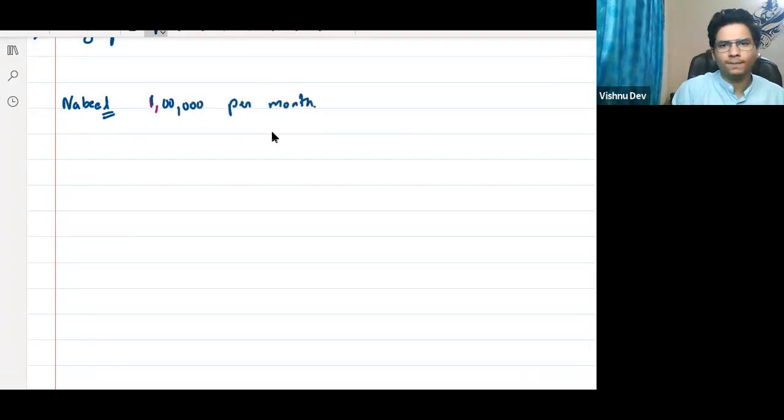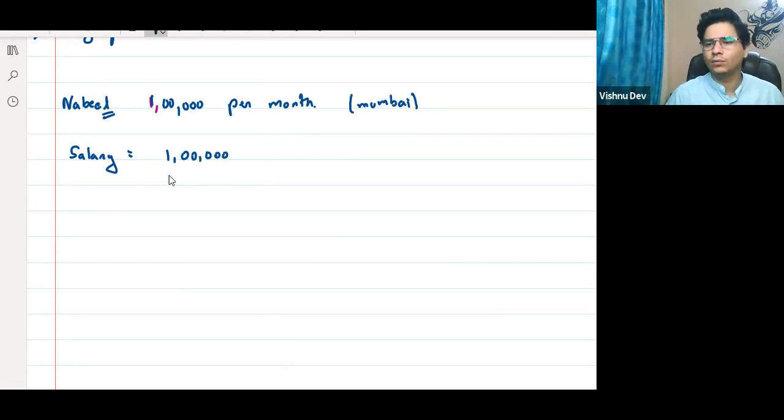But he is living in Mumbai. So what is his salary? His in-hand salary is 1 lakh per month, yes or no? But since he is living in Mumbai, he has to pay rent also, which will be nearly 4,000 per month. Just listen to me first.